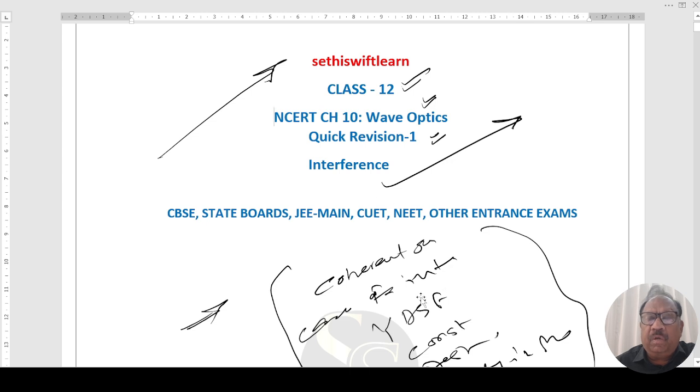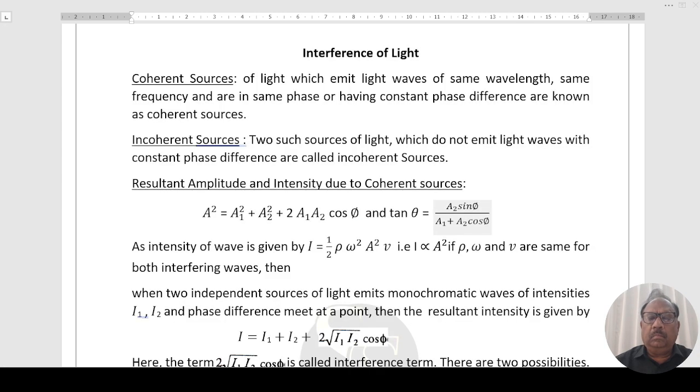Now let's start with the discussion. Discussion point is interference of light. What are coherent sources? Coherent sources of light emit light waves of the same wavelength, same frequency, in the same phase, or having a constant phase difference. If these conditions are satisfied, then interference is possible.